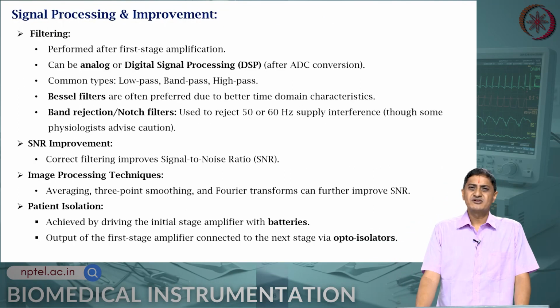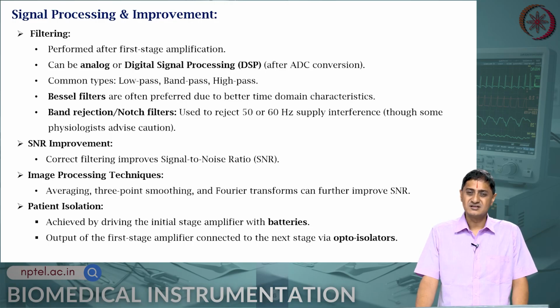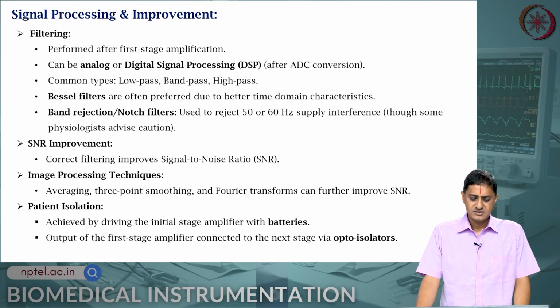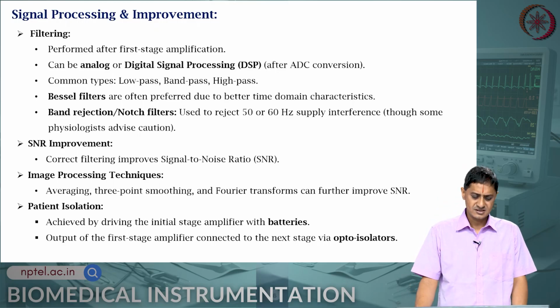Filtering is performed after first stage amplification to ensure that noise is minimized before further amplification, otherwise noise will also get amplified. Right. It can be analog or digital signal processor based filtering. So, you need a low pass filter, a band pass filter, and a high pass filter. Often we prefer Bessel filters due to better time domain characteristics.